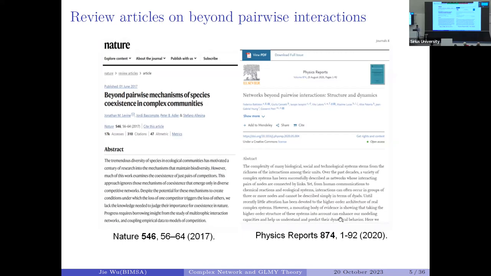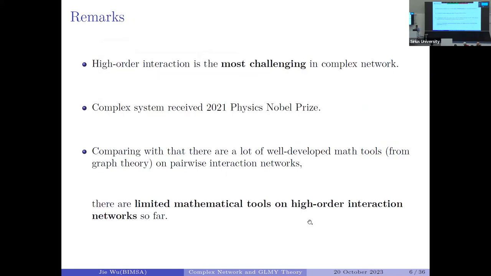So that is the recent motivation from the sciences, and then we had some communications with experts in complex networks. So I came to understand that higher order interaction is actually the most challenging problem in complex network science. Okay, so the point here, right?